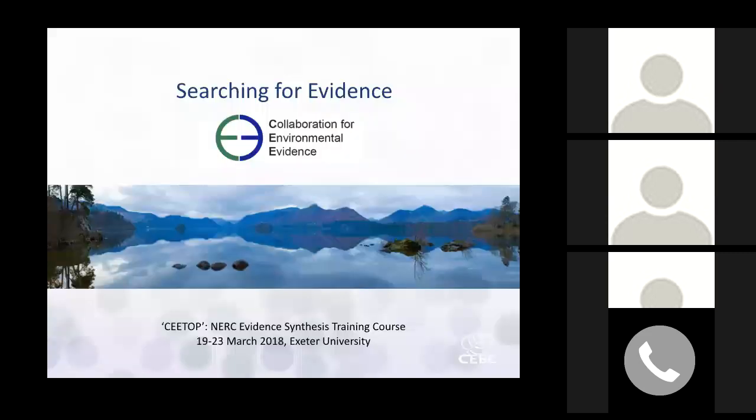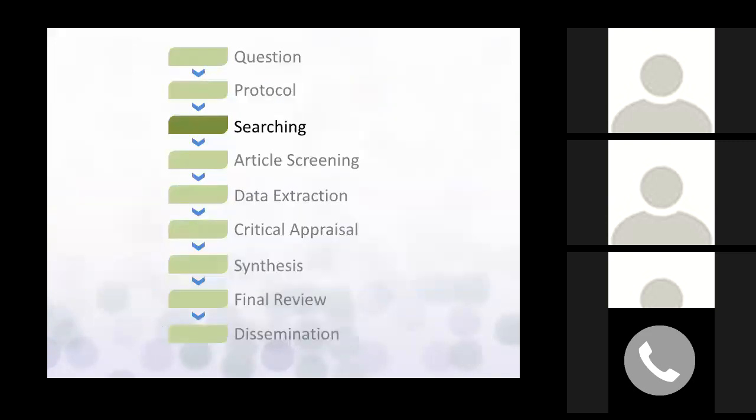All right, cool. Okay, so we're at this part of the process of searching. So typically when you're developing your protocol, you're also developing your search string and you're using it to scope what literature is available out there. So you're going to be back and forth between these two steps for quite some time.